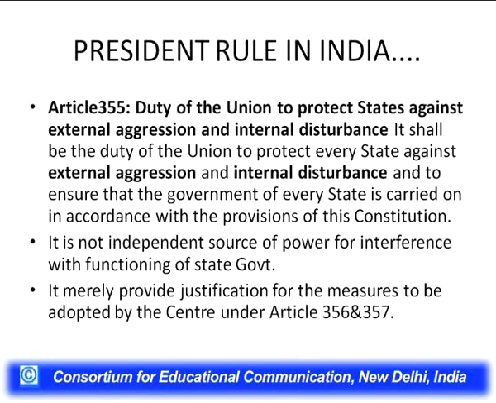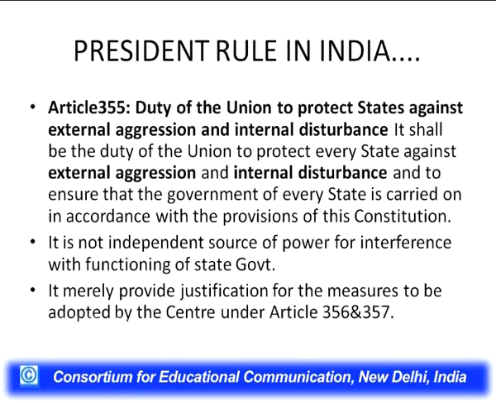And what is being prescribed is that it imposes a duty on the Union to protect every state against external aggression and internal disturbance, and to ensure that the government of every state is carried out in accordance with the provisions of the Constitution. So, as far as Article 355 is concerned, it imposes two kinds of specific duty on the central government. First, the duty to protect the state from internal disturbance as well as from external aggression, and in performance of this duty the Center can interfere without the state's request.